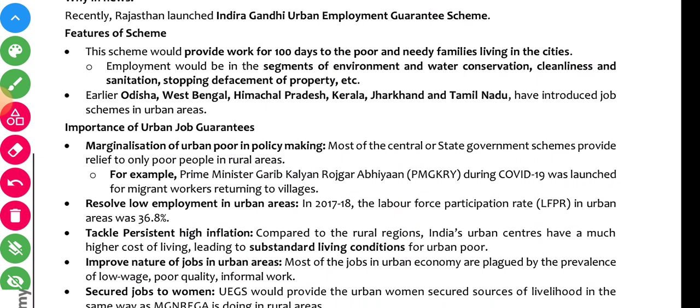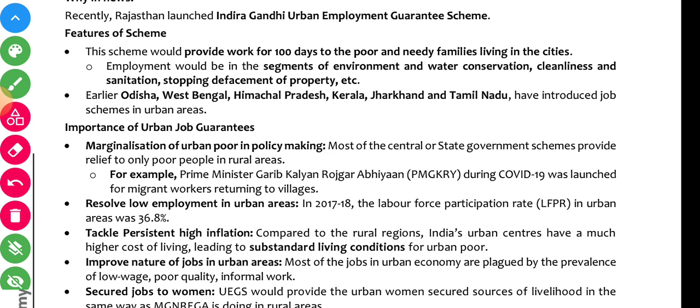So what are the features? Provide work for 100 days to the poor and needy families living in the cities. Employment would be in the segments of environment and water conservation, cleanliness and sanitation, stopping defacement of property. Earlier, Odisha, West Bengal, Himachal Pradesh, Kerala, Jharkhand, and Tamil Nadu have introduced job schemes in urban areas. This is the Indira Gandhi Urban Employment Guarantee Scheme.